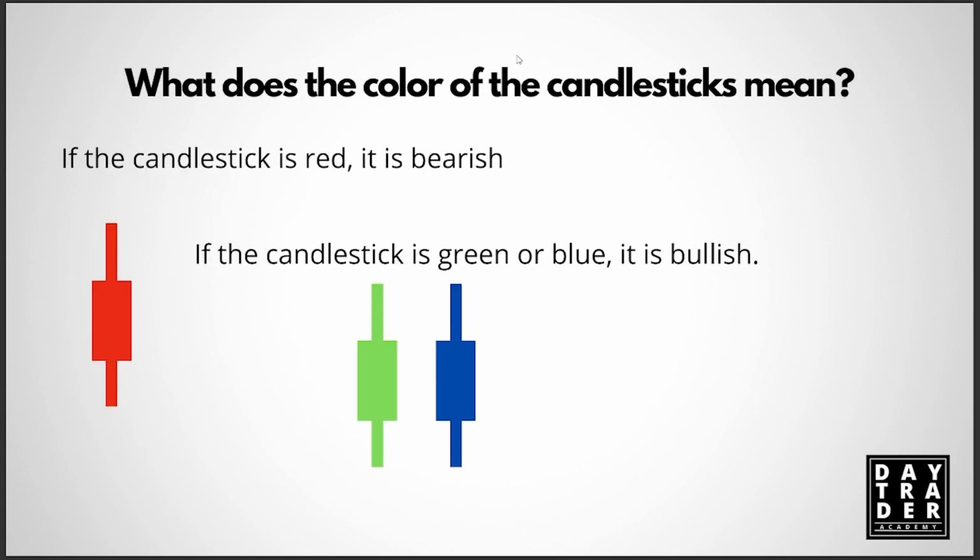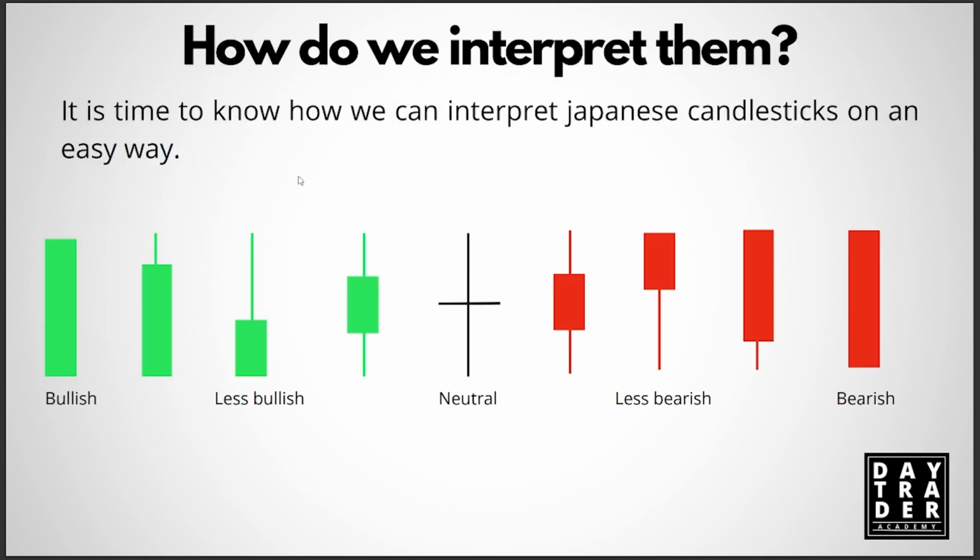What does the color of the candlestick mean? If the candlestick is red, it is bearish. If the candlestick is green or blue, it is bullish.